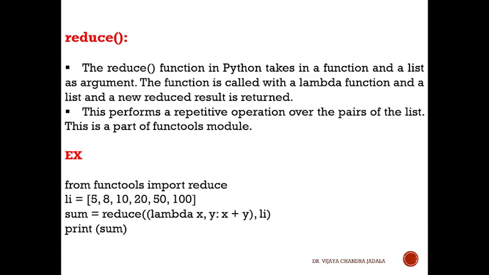So here from functools module import reduce. li = 5, 8, 10, 20, 50, 10. sum equal to reduce of lambda x, y: x + y, li. Then print sum. So you are going to get the sum.